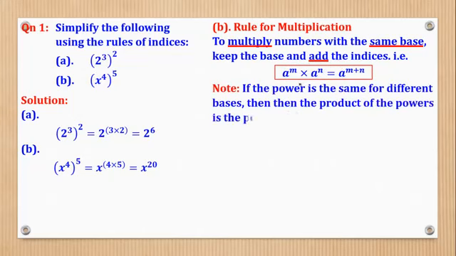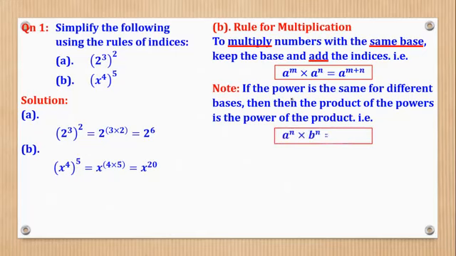That was if the base is the same. What if instead of the base being the same, it is the powers? What would you do? If the power is the same for the different bases, then the product of the powers is the power of the product. You realize this is A, this is B as the base, but the powers are the same. So you keep the power constant and multiply the two bases.